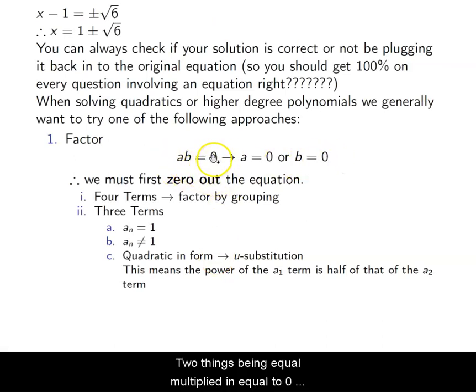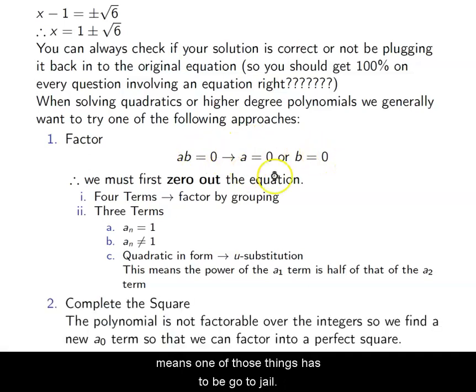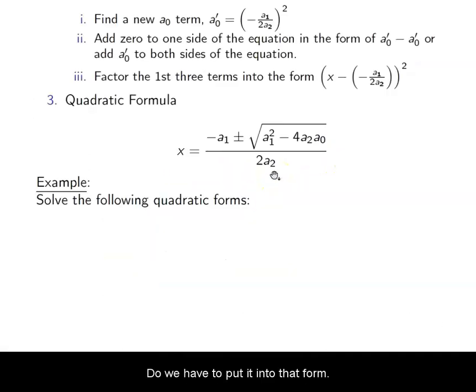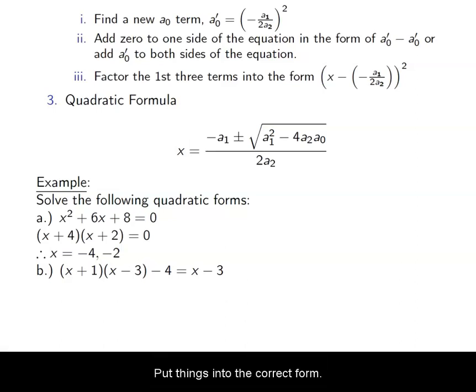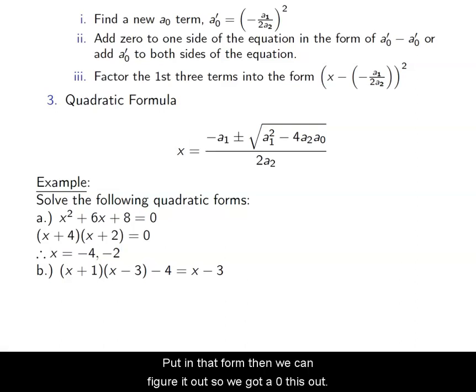Two things being multiplied and equal to 0 means one of those things has to be equal to 0. So we have to put it into that form in order to finish solving, right? That's a big thing in algebra, is put things into the correct form, and then you can start to apply what you know about that form, right? So if it's not in the correct form yet, we put it in that form, and then we can figure it out. So we've got to zero this out.